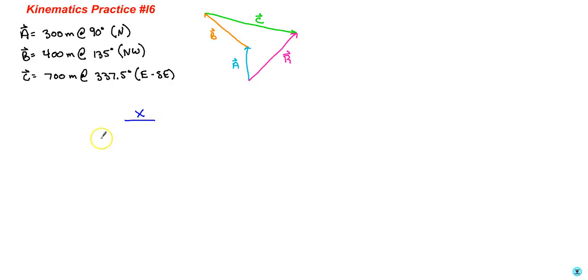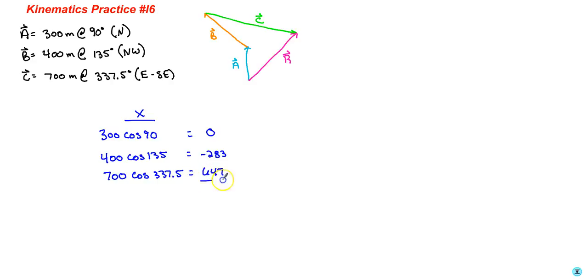So that's what I'm going to do here. First I'm just going to look at the x. To do this, we have 300, and the x component will be cosine of 90. And then we have B, which would be 400 cosine of 135, and C, which would be 700 cosine of 337.5. All right, and when I pop those in my calculator, I've got 0, negative 283, and 647. And when I add those together, I get a total x component for my resultant of 364 meters.